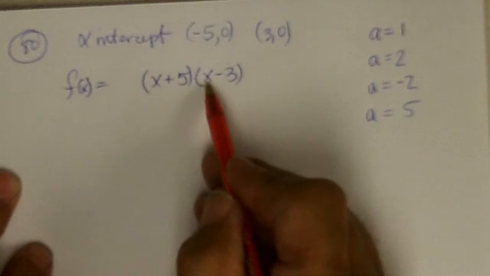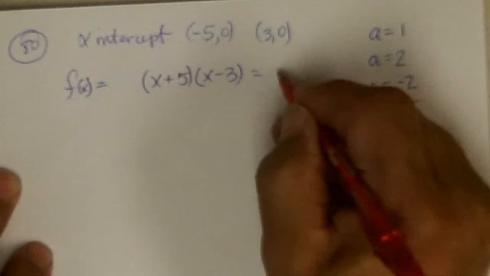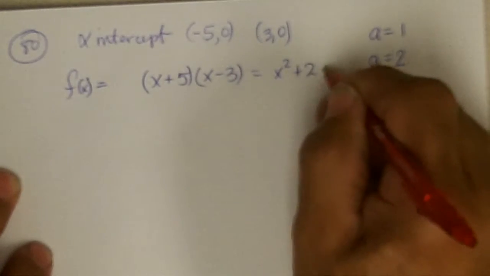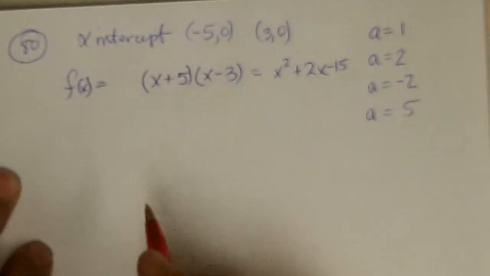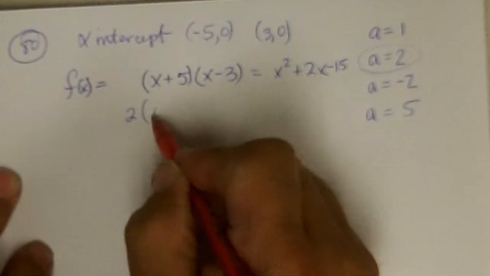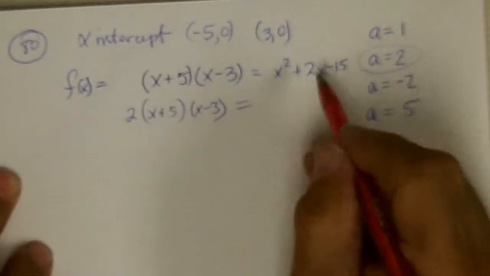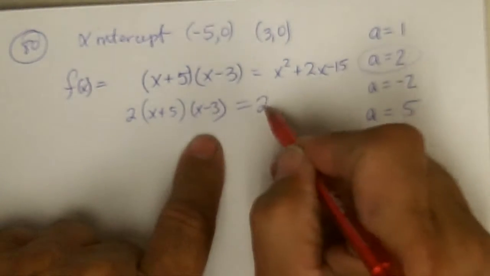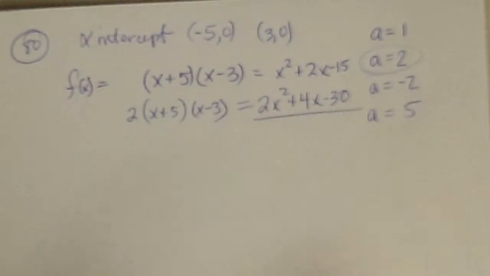But this has an a of 1, because this is going to be 1x squared. If I multiplied it out, I'd get x squared minus 3 plus 5 is plus 2x and minus 15. Now if I wanted it to have an a of 2, I would just multiply by 2. And then I would get this, when I multiplied those out, and then times 2, I'd get 2x squared plus 4x minus 30. And there's the parabola with a equal to 2.